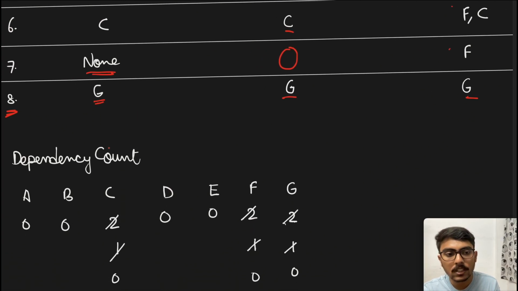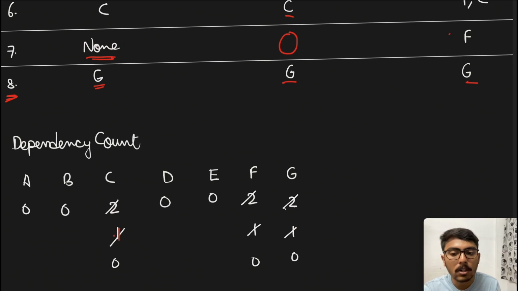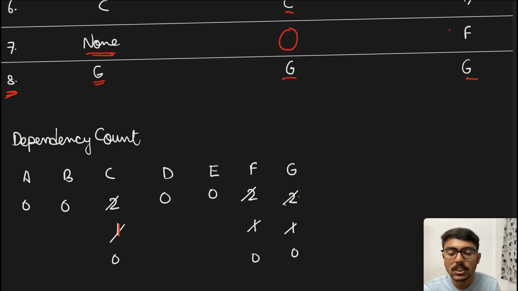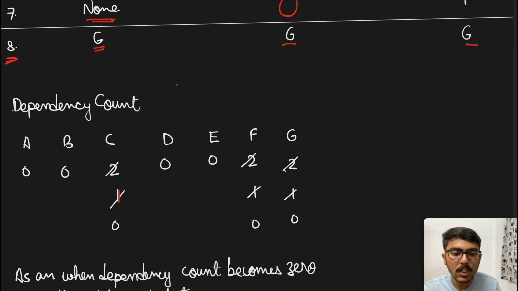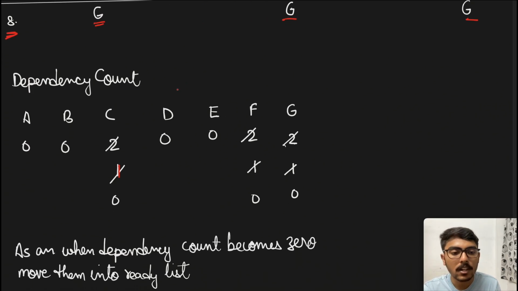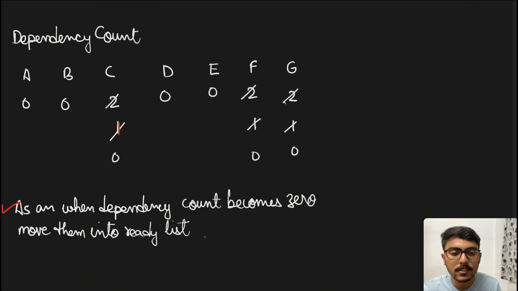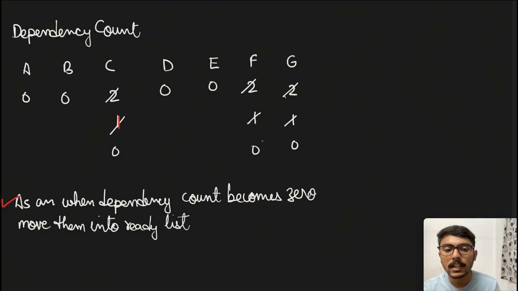So in the dependency count, we just need to keep in mind that as soon as one of A and B gets over, we'll have 1 in C because only 1 is left, then 0. So we just need to keep this count in order to insert new instructions into the ready list. Just as the dependency count becomes 0, we'll move them into the ready list. So that was it.